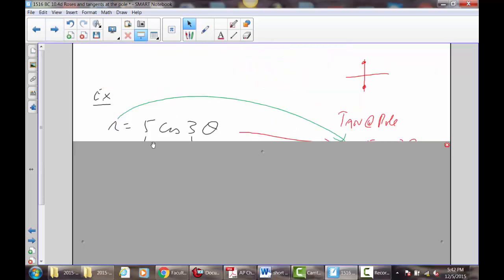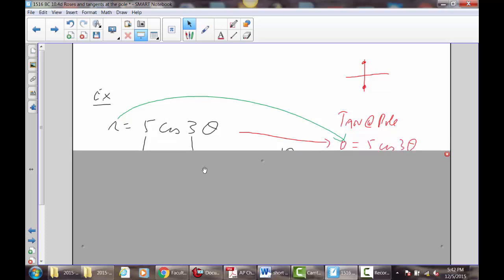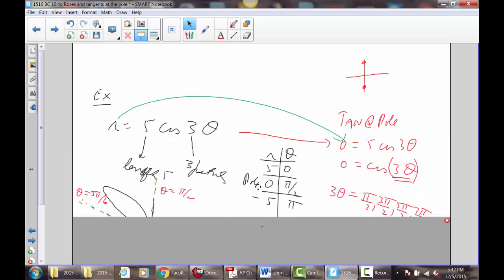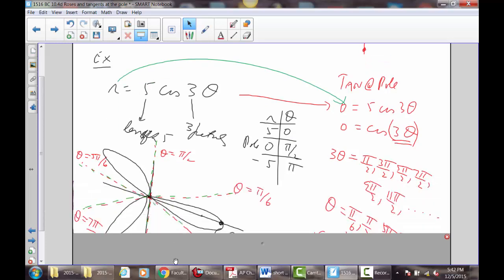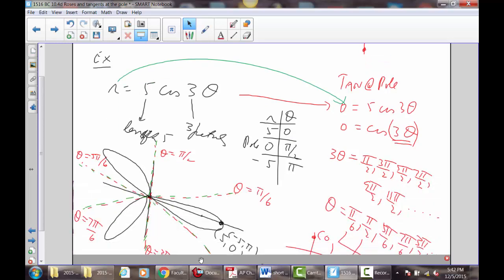Okay, so here's an example. r equals 5 times cosine 3 theta. This will be the diameter of the petal, and because this is odd, we're going to have 3 petals. So in order to find them, it won't take long. You don't have to go all the way down this list. If you replace theta by 0, cosine of 0 is 1 times 5 is 5. So you have a point 5, 0 right here.